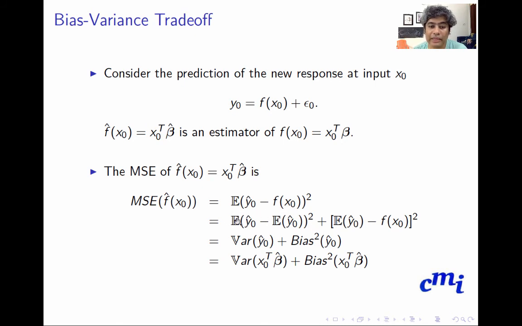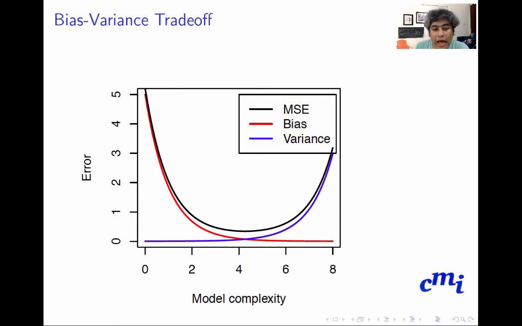We can split it up and say expected value of y naught hat minus expected value of y naught hat, whole square, plus expected value of y naught hat minus f of x naught, whole square. So this is the variance of y naught hat and this is the bias square. So I can write mean square error as a function of the variance of the estimator and the bias. Now, typically, if you try to reduce the bias too much, your variance increases. If you try to reduce the variance, your bias increases. The black curve here is the mean square error, which is the bias square plus variance.